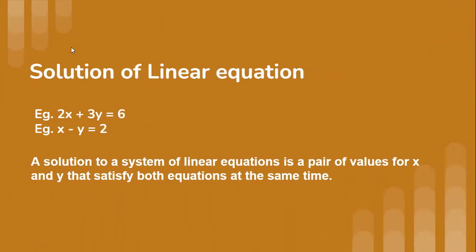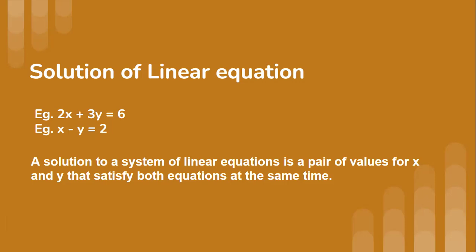So next, let's look at the solution of linear equation. So, we are going to talk about how to find a solution to these linear equations. A solution to a system of linear equations is a pair of values for x and y that satisfy both equations at the same time. Simply put, we are looking for the point where both lines intersect when we graph these equations. So that point gives us the values for x and y.